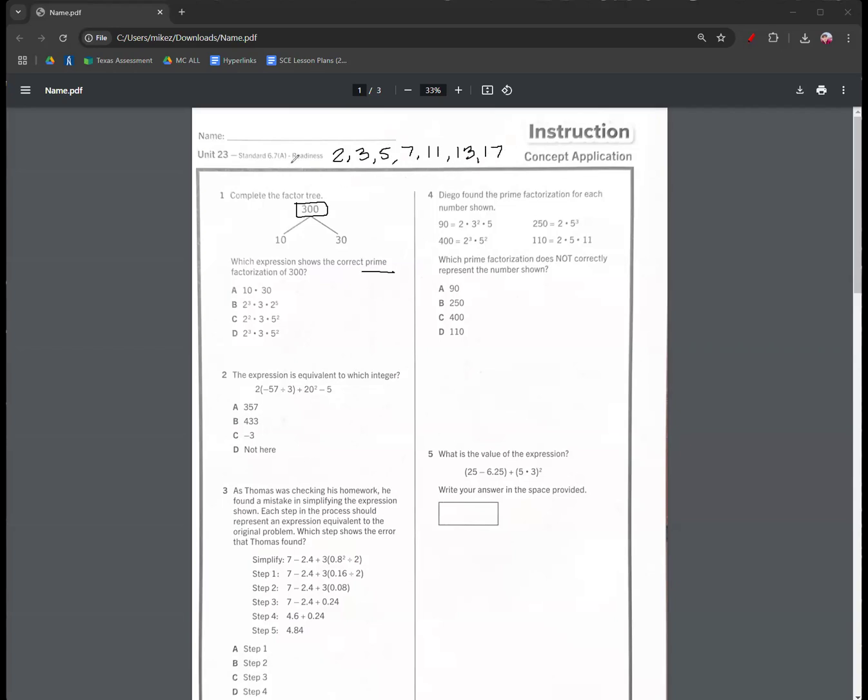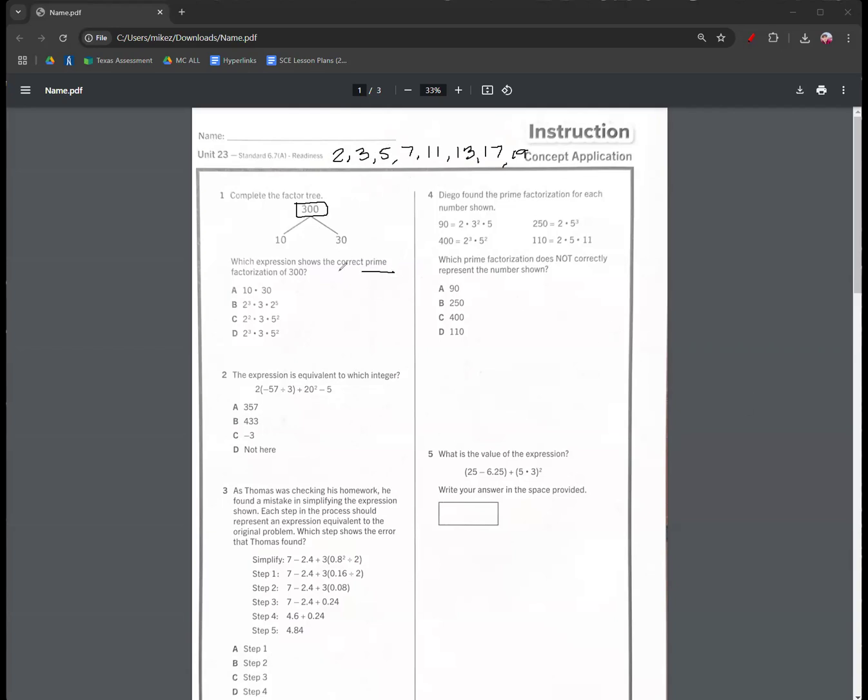And once you memorize those, 2, 3, 5, 7, 11, 13, 17, then you can start memorizing another one, which is 19, and that would just help you be more productive. But write those on top, right?